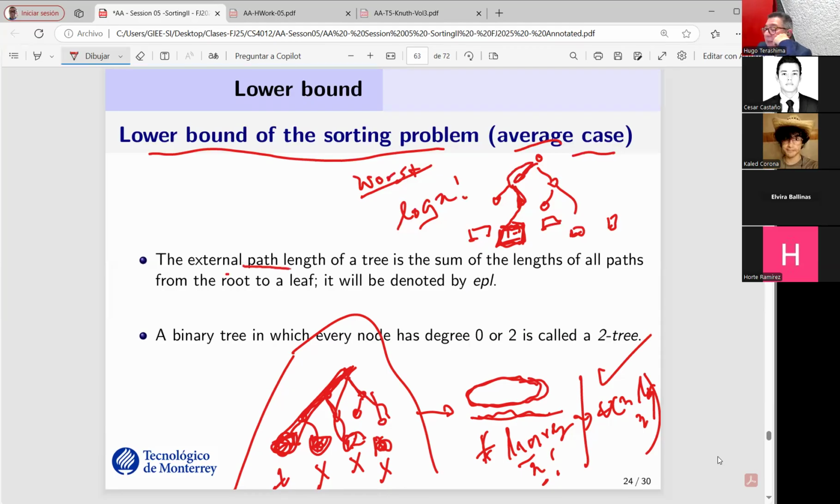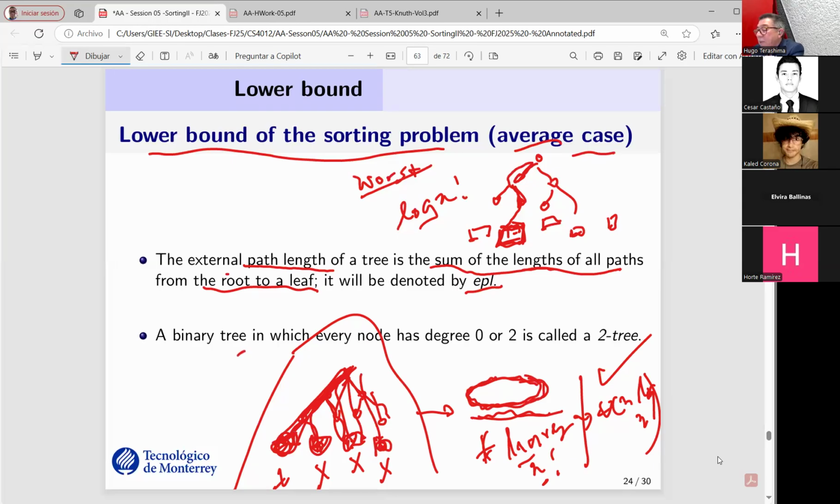The external path length of a tree is the sum of the lengths of all paths from the root to a leaf, and this is going to be denoted by EPL. So the EPL of a tree is the sum of lengths of all paths from the root to the leaves. So I'm trying to find this summation.